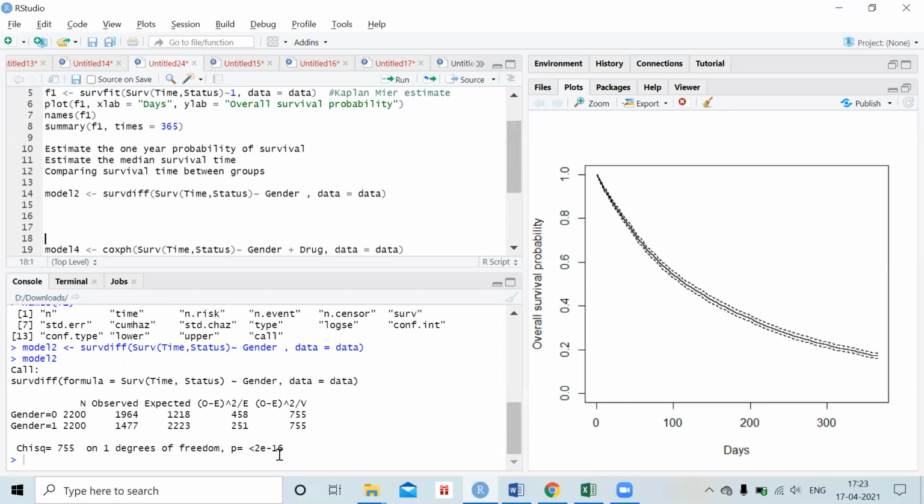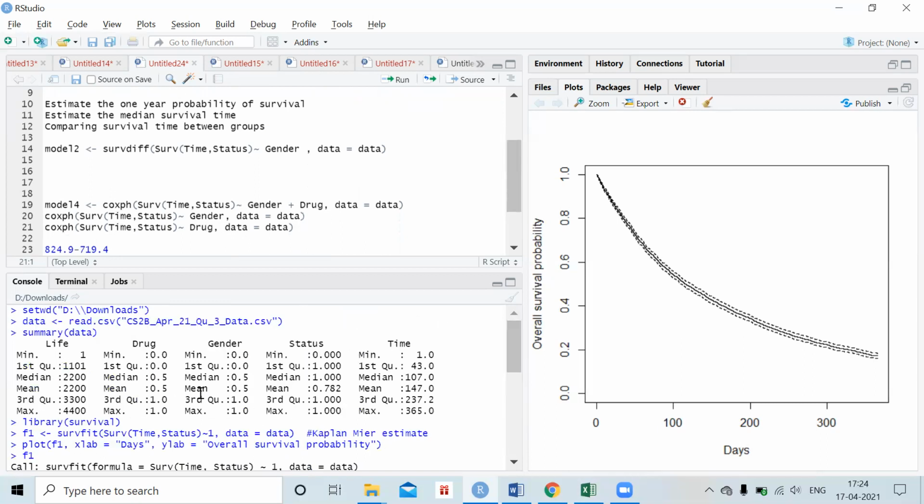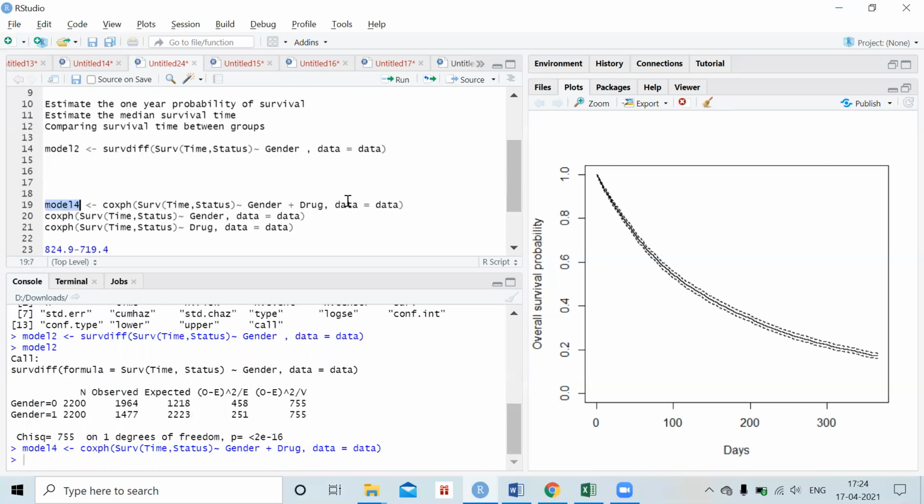The next possible question related to this data set only can be of Cox regression model because of the drug. There is one more categorical variable present over here, which is the drug. So there can be a Cox PH model also, which can come over here. So coxph(Surv(time, status) ~ gender + drug, data = data). And there can be a model for which is there.